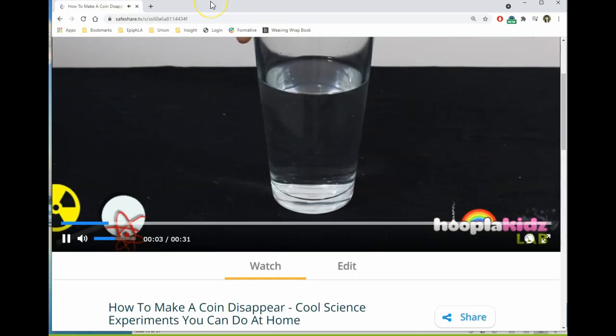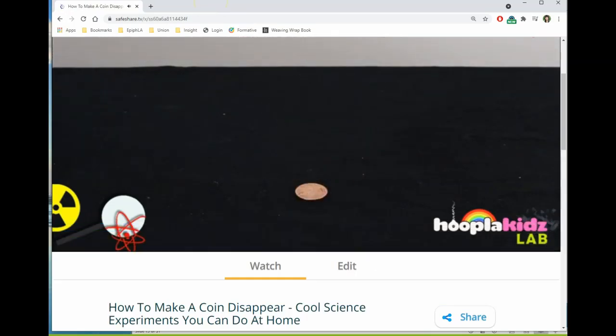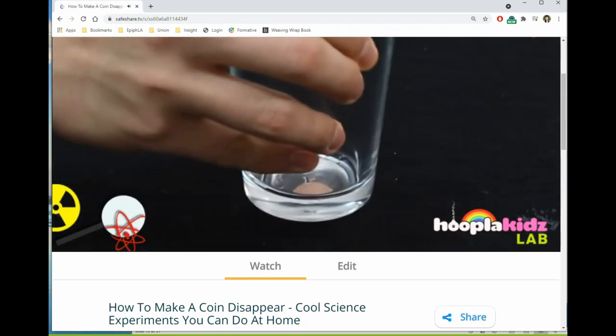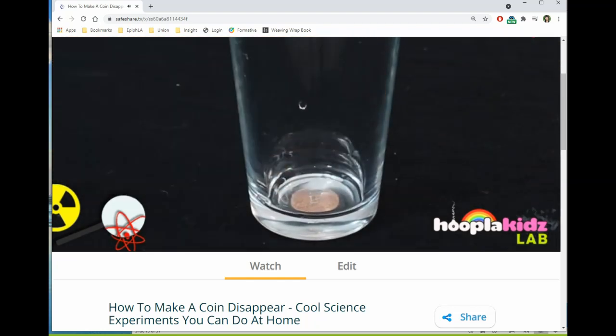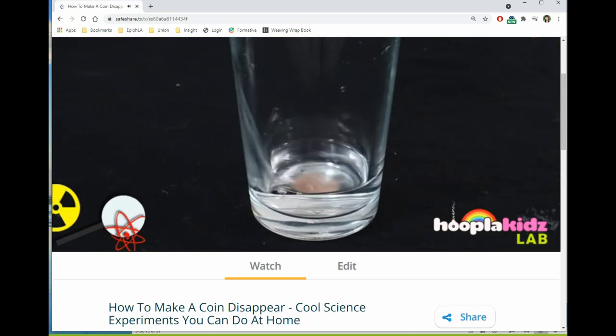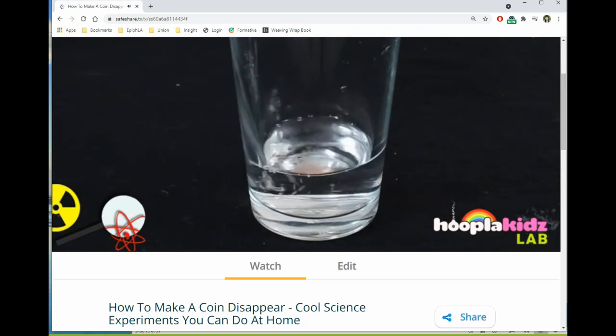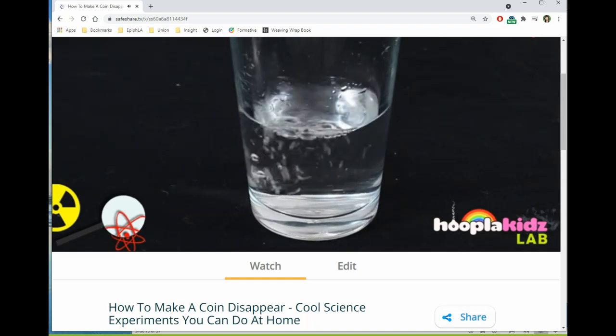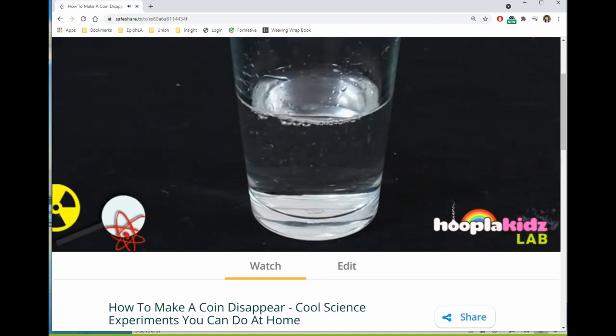The penny is still underneath the glass. But what's happened here is that something called refraction is happening. Refraction is when the direction of light rays is changed by a substance, in this case water. As light rays pass through the water, they slightly change direction, meaning that you can't see the same thing as you could before, which in this case means that the penny looks like it's disappearing. Isn't that brilliant?